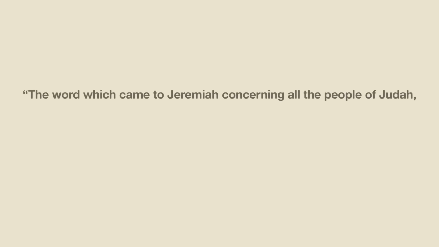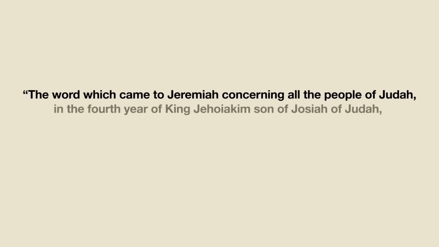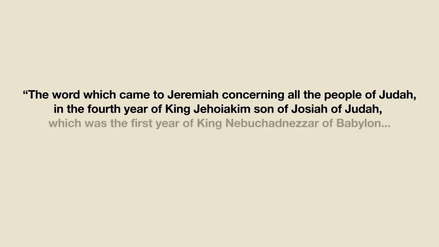And again, it all hinges on the realization that the book of Daniel was written in the late Hellenistic period, just prior to the Maccabean revolt, and that the author was building upon an earlier prophecy, the one made by Jeremiah. So let's start there. In Jeremiah 25, verse 1, it says, "The word which came to Jeremiah concerning all the people of Judah, in the 4th year of King Jehoiakim, son of Josiah of Judah, which was the 1st year of King Nebuchadnezzar of Babylon."